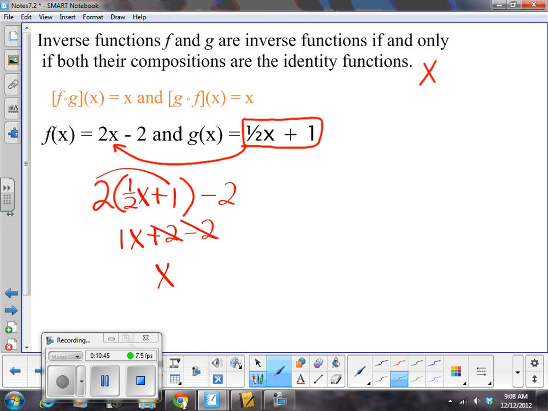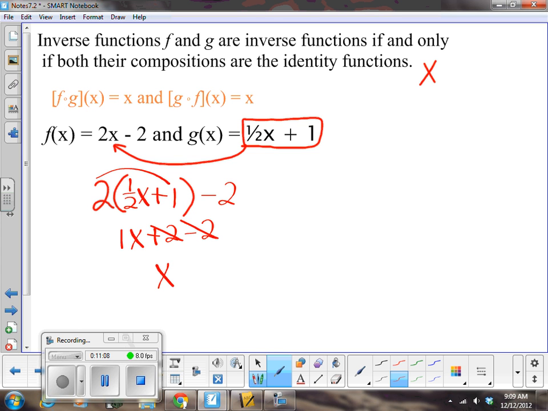So are these inverse of each other? Yes, because you ended up with the identity. You ended up with x. Now watch what happens if I do it the other way. If I plug the f function into the g function. What are you thinking already? If you know this gave me x, what do you think is going to happen if I do it the other way? It's going to get the same thing. You're going to get x because they're inverse of each other.